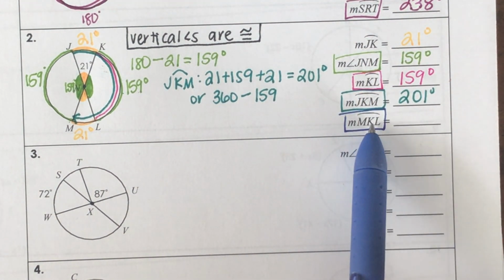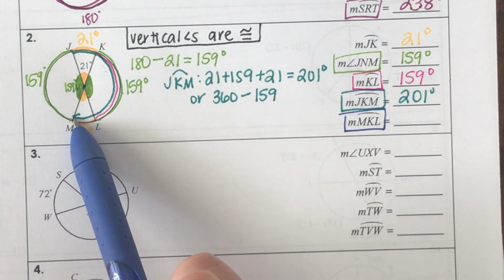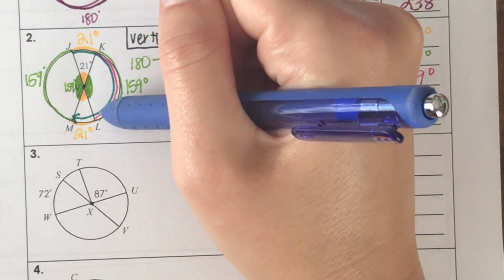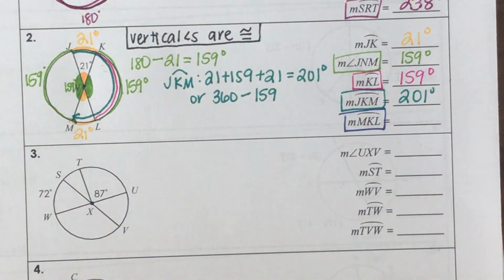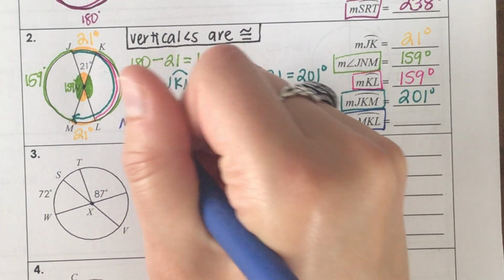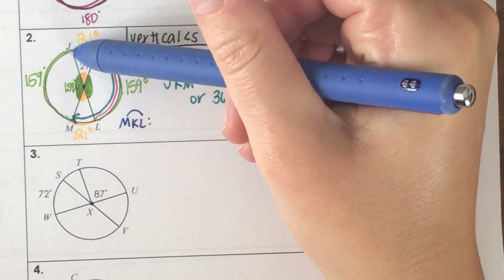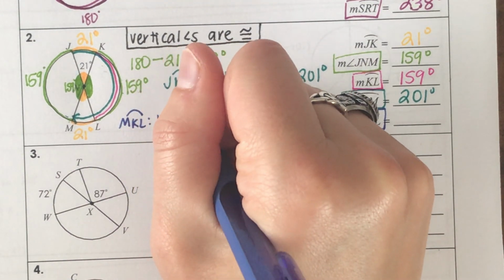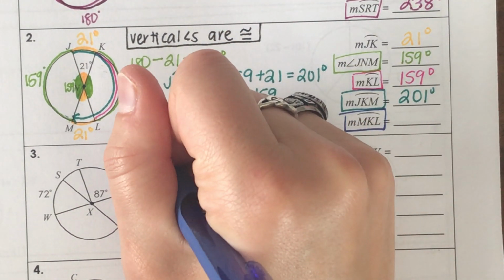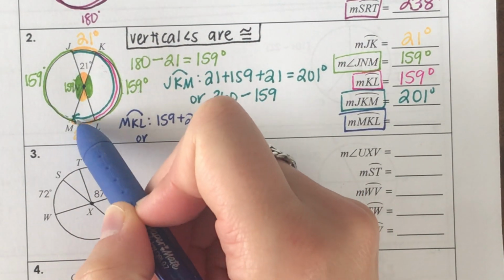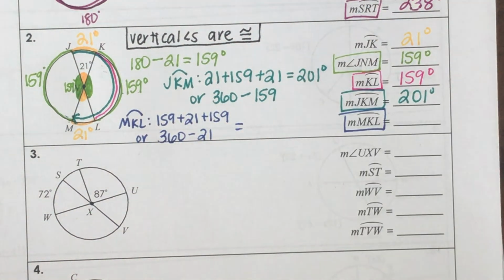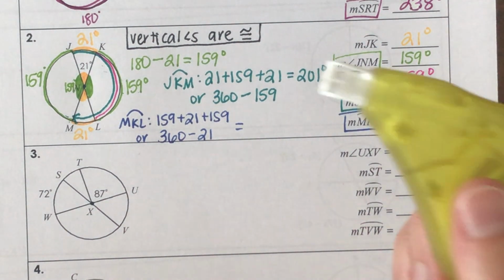Measure of arc MKL. That literally means do the whole circle except for this yellow piece right here. So you've got two choices again. You can add 159 plus 21 plus 159. Or you can take the whole thing as 360 and subtract this one piece. If you do that, you will get, oh no, I went the wrong way. I just realized that.